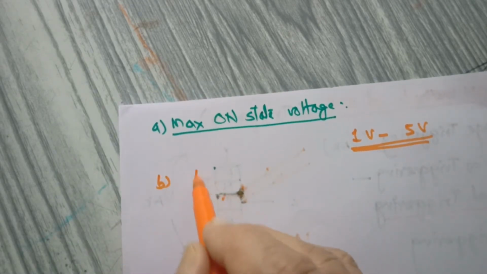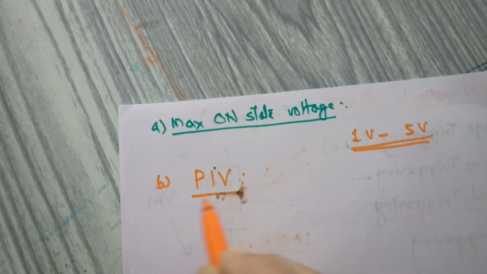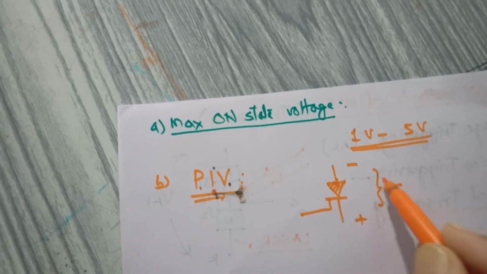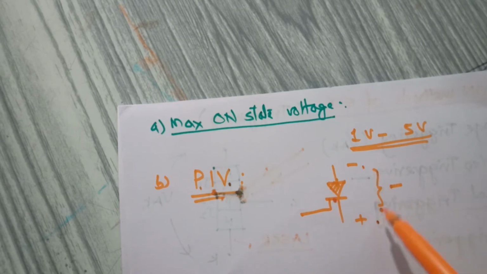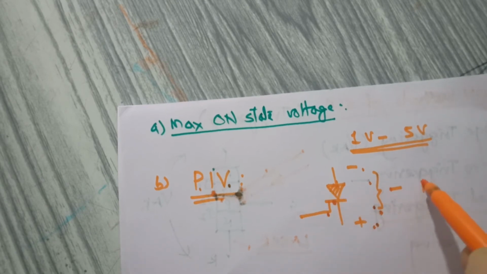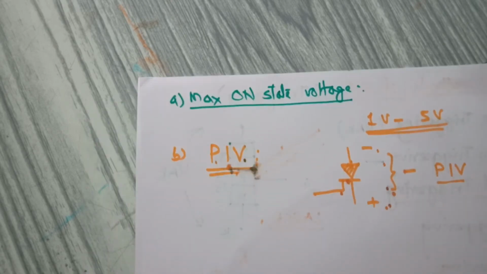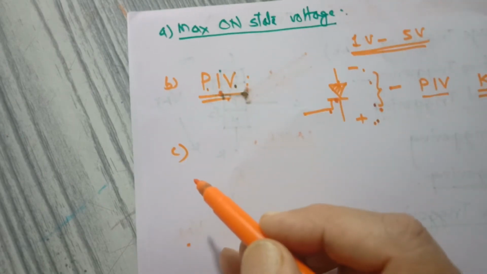Then we have peak inverse voltage. Peak means maximum, inverse means reverse. That means when the SCR is reverse biased, negative positive like this, how much maximum reverse voltage can it withstand without breakdown? That is called the peak inverse voltage. Of course, it is in kilovolts. It is very large.